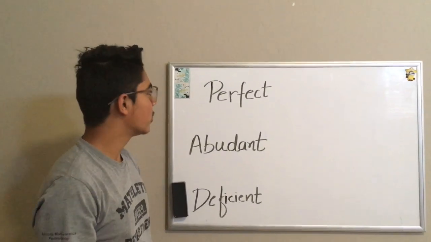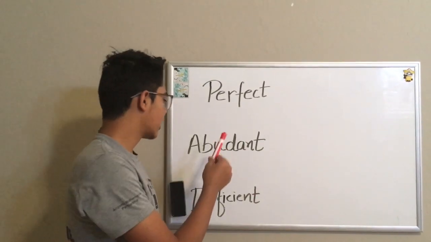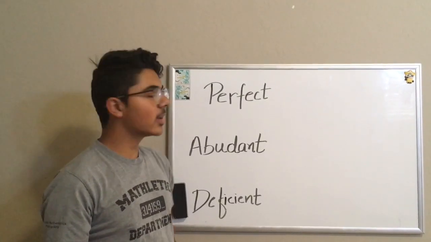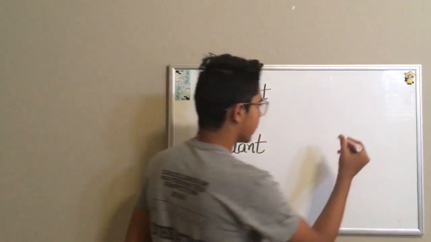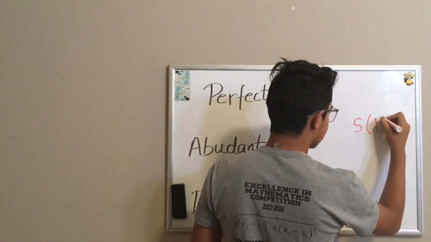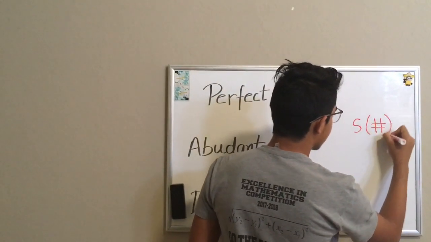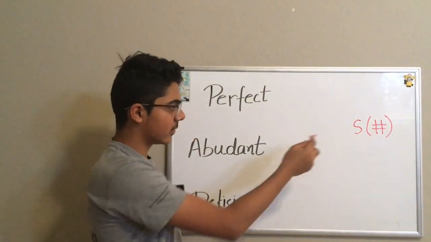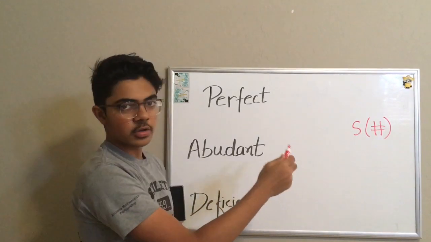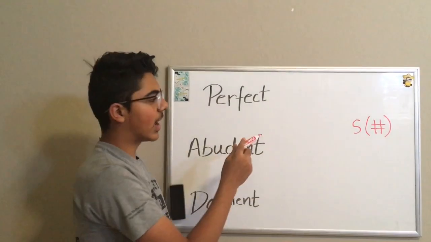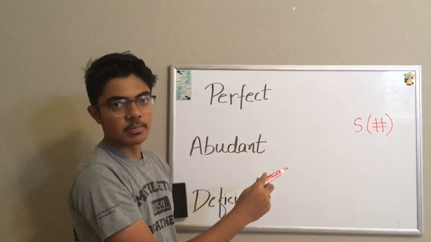In today's lesson, we are going to be learning about perfect, abundant, and deficit numbers. But before we do that, we need to learn about a notation first. The notation is this: S, parentheses, hashtag. Hashtag stands for the number that you want to find this function of. So to do this, you have to find all the divisors of that number and then add them up. That's it. It's pretty simple.